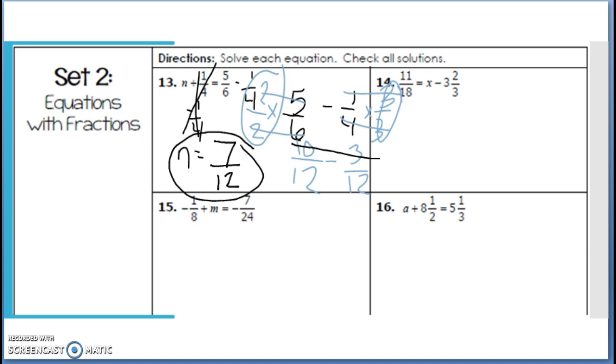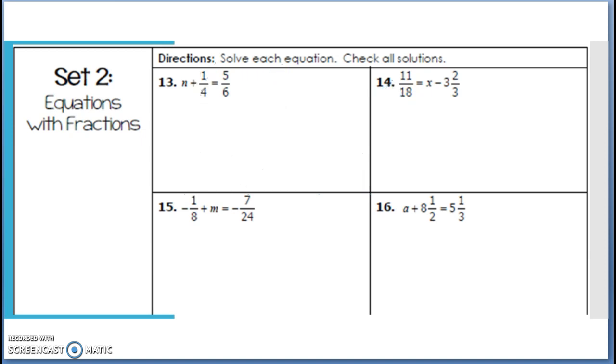Okay, so let's say, ooh, Mrs. Barnhart, I really don't remember that process. Okay, well let's start over again. I'll explain another way using your calculator, which is going to be your best friend in this section.